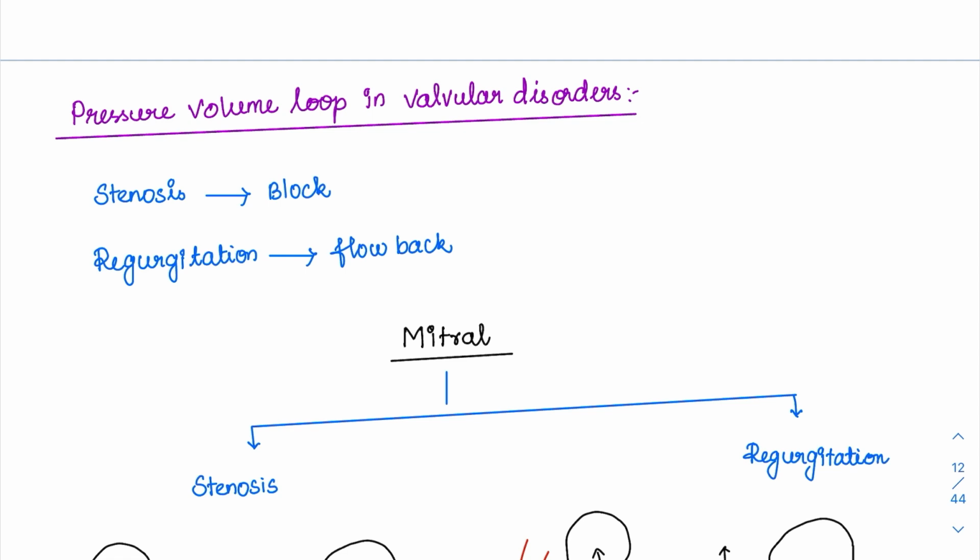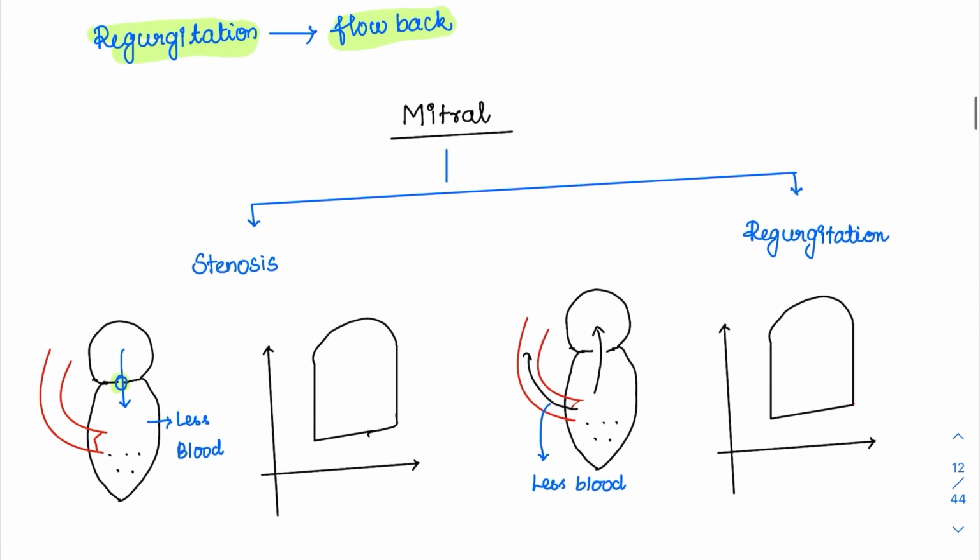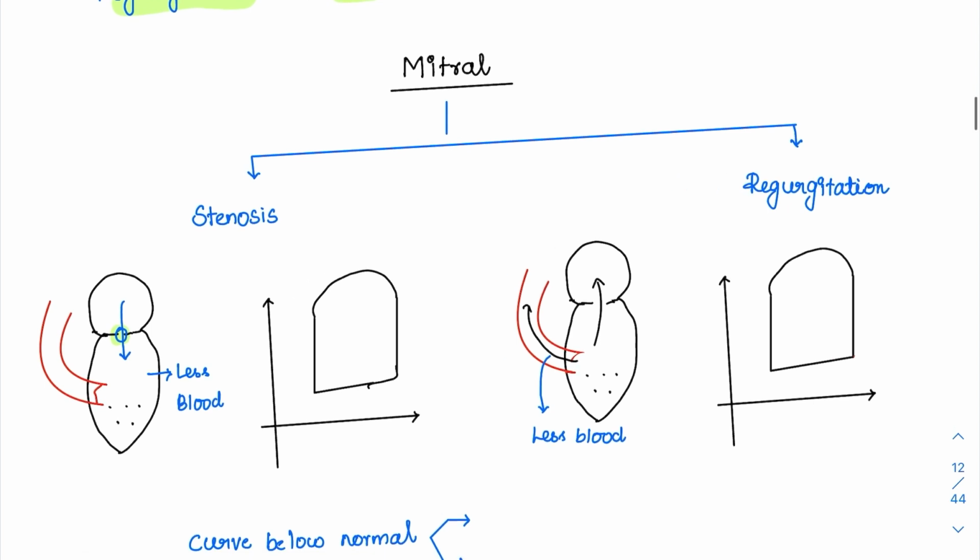Let's try to understand. All of us know that stenosis means a block, and regurgitation means flow back, like blood is being pumped and regurgitated back into the same vessel. We are going to understand the mitral valve and aortic valve. The same thing applies for the tricuspid and the pulmonary valve also. Let's see what will happen whenever there is a mitral valve stenosis, and what will happen whenever there is a mitral regurgitation. We are starting our discussion with the mitral valve.